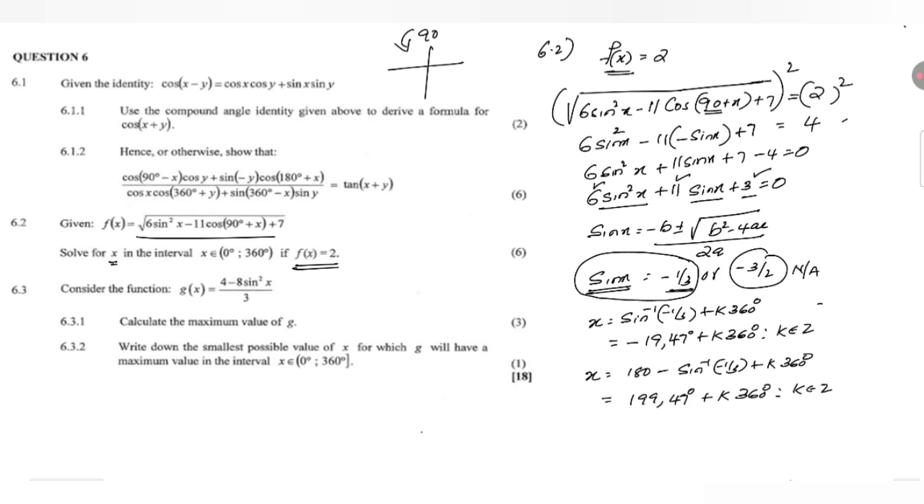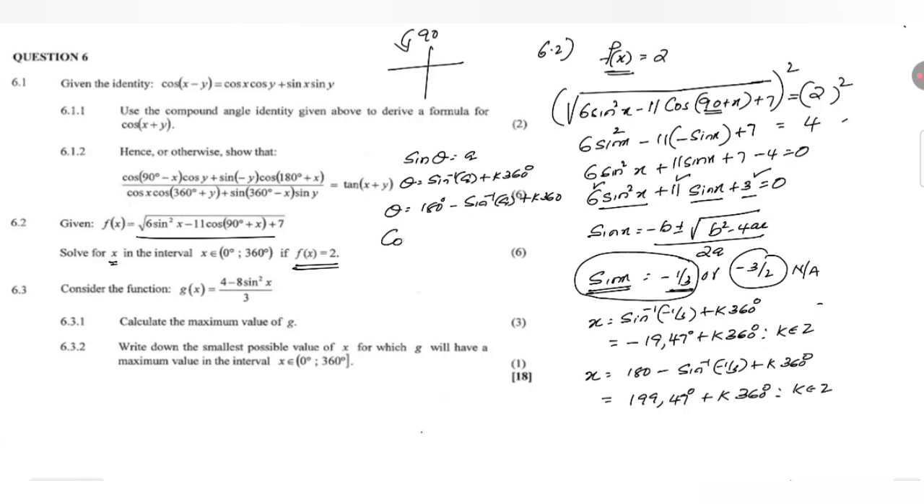If sine is there, you have to apply the rule. What is the rule? For example, I will show you that sine theta is equal to a. A is positive or negative, doesn't matter. Apply the rule. What is the first value of theta? Sine inverse a plus k 360. Straight away we can write. Then one more value also there: 180 degrees minus sine inverse a plus k 360, if sine is there.